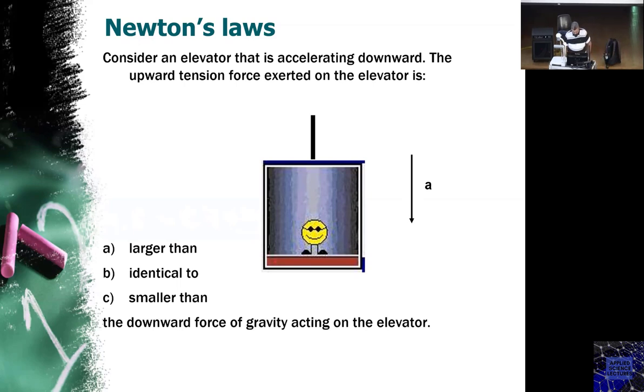Do you think the tension force would be larger than, identical, or smaller than the downward force of gravity acting on the elevator? You have two forces, right? You have the tension force and you have the gravitational force. However, you do have an acceleration going downward, which means there is a net force, right? So let me draw my elevator here, and this is the tension, and this is the gravitational force.